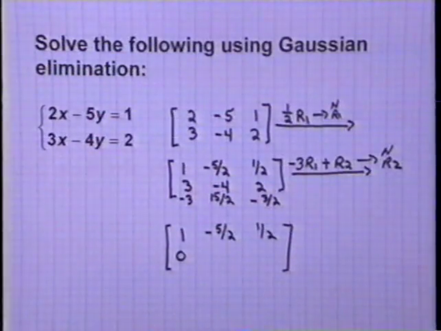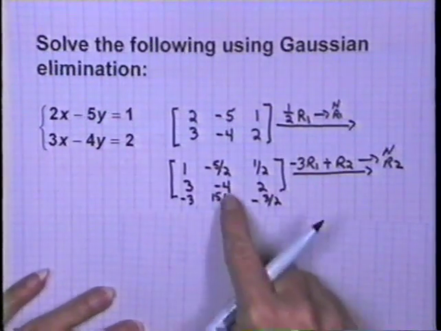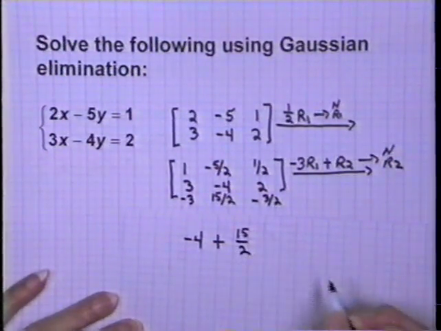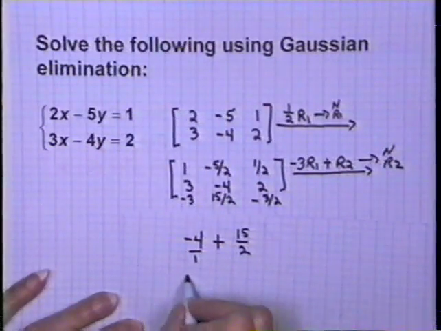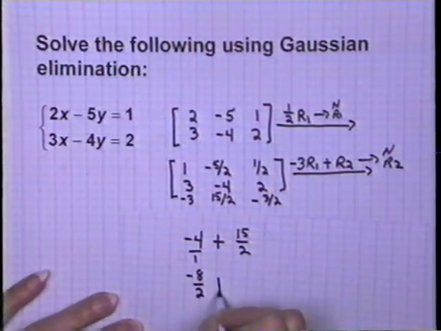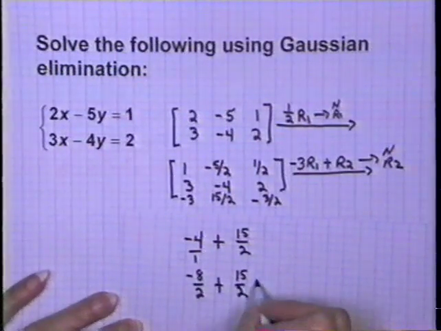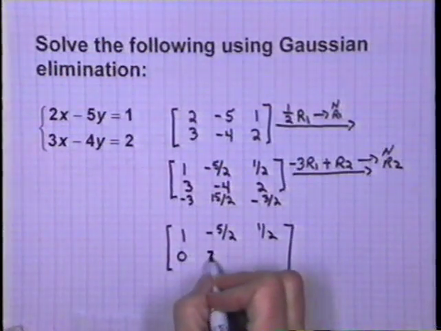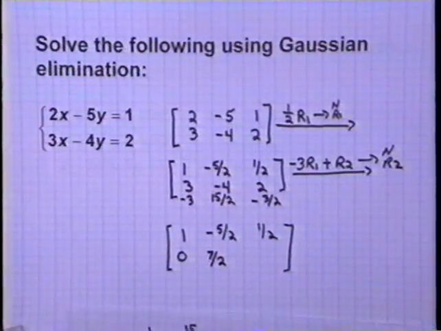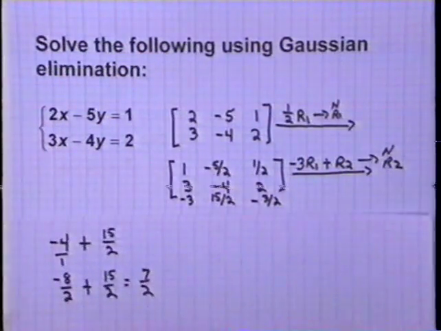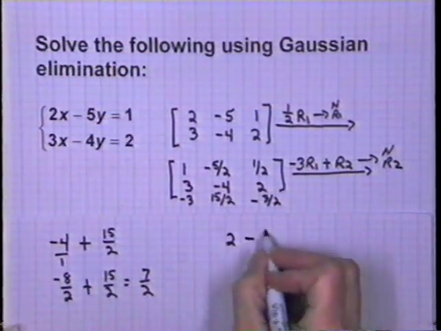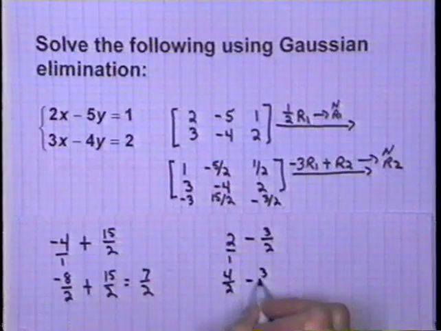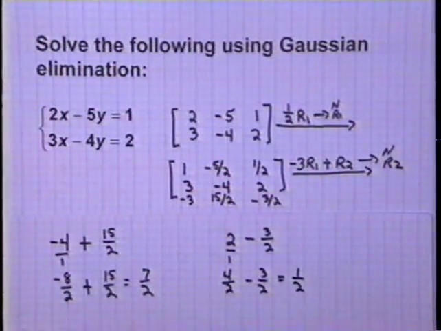Now, I'm going to suggest that we use a little bit of scratch paper right here. Notice here I've got negative 4 and I'm adding 15 halves. Well, let's put that over 1. My common denominator is 2, so I have negative 8 halves plus 15 halves. That gives me 7 halves, doesn't it? So my number right down here is 7 halves. And then I need to add these two. So again, with my scratch paper, I have a 2 minus 3 halves. Put 2 over 1. That's 4 halves minus 3 halves gives me 1 half.